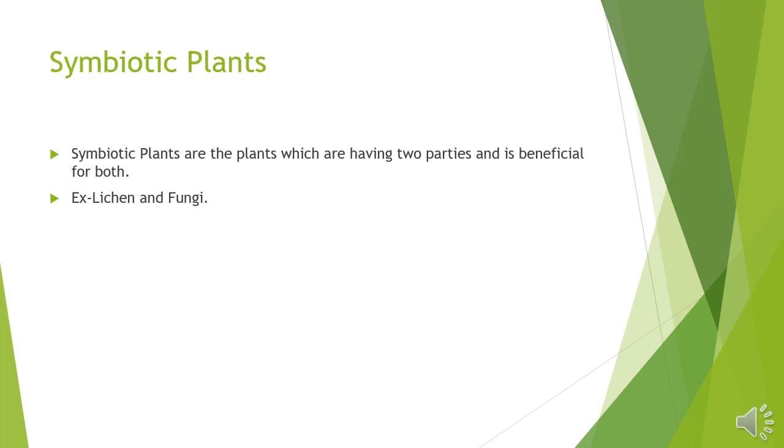So now in this slide we are going to learn about symbiotic plants. Symbiotic plants, or the process of symbiosis, is when two plants live closely together in harmony of one kind or another. And the word symbiosis comes from the Greek word which means with and living. It describes a relationship between two species or organisms that can be beneficial for both parties. An example we can take is that of lichen, and there is fungi.